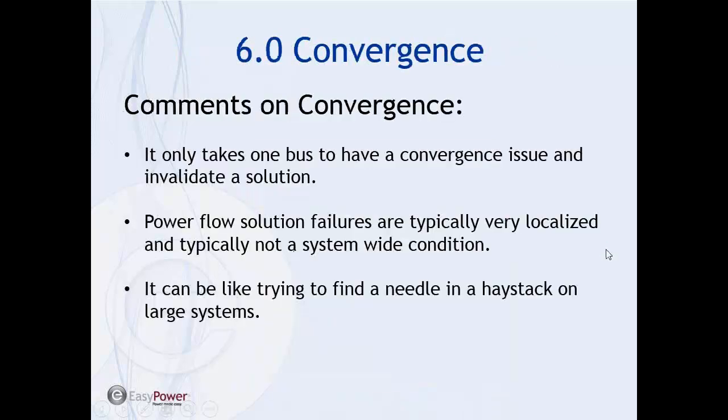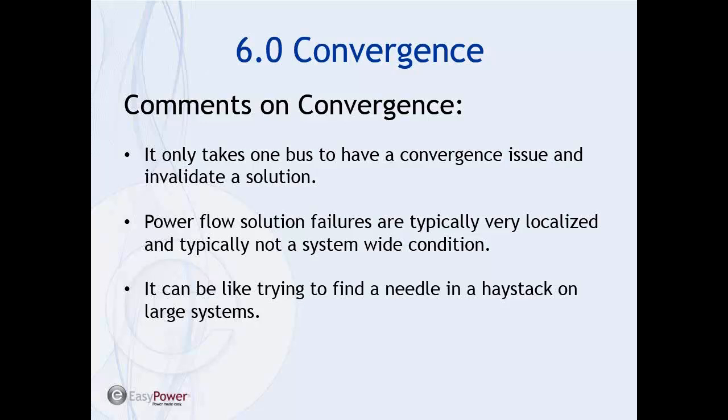All right. Comments on convergence. Okay, so we've looked at the solution, we've talked about generator controls, we've talked about transformer controls. Those are our two main forms of voltage control in the system. Interesting comment. It only takes one bus to have a convergence issue to invalidate a solution. Believe it or not, if there's one bus that's not working, we cannot say it's a valid solution because all the flows are going to calculate odd. Okay, so it only takes one.